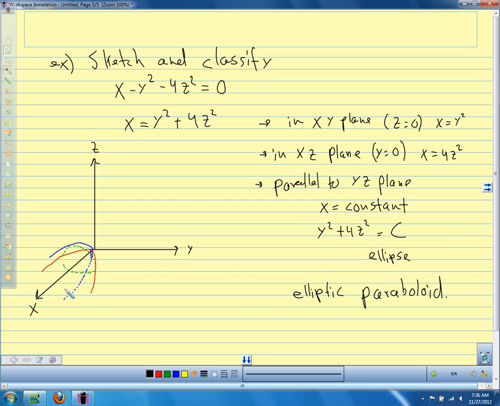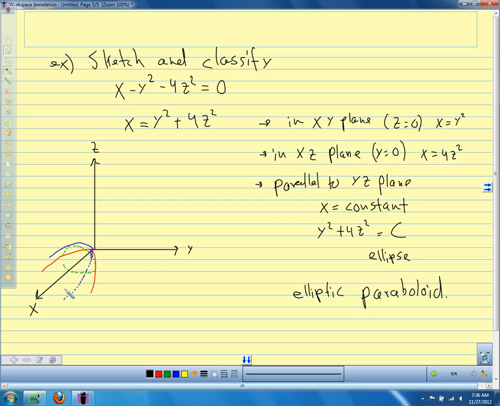In your book, in those examples, the last one that they talk about, the hyperbolic paraboloid, that one's probably the most difficult to visualize. But if you look at that example, it'll tell you what your traces are.